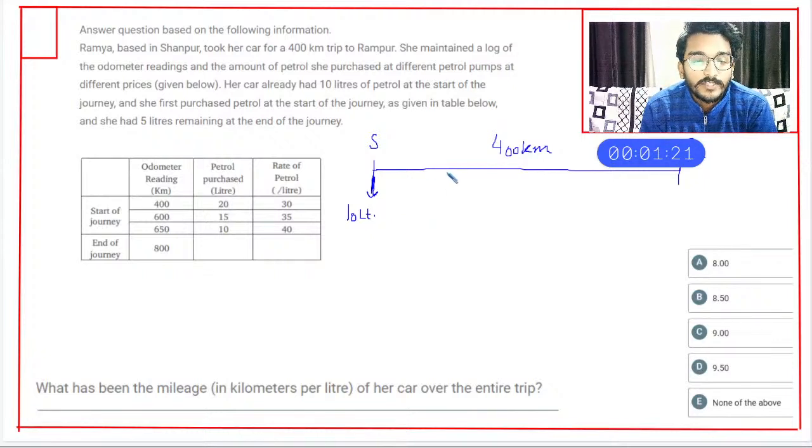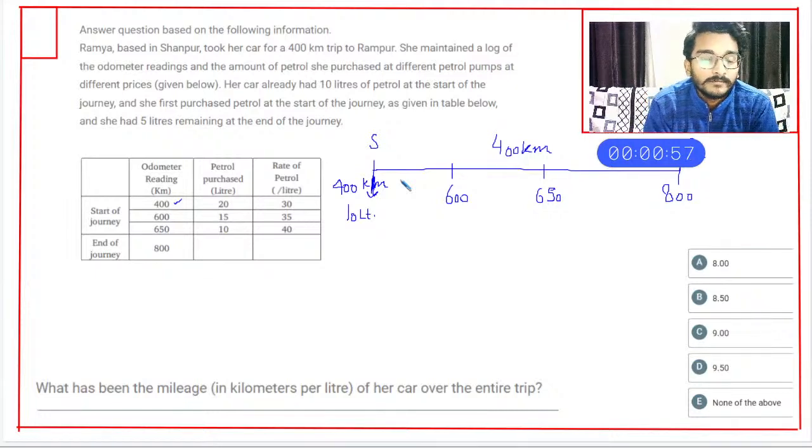Now, there are some checkpoints. The checkpoints are like this. There is a 400 kilometer, then 600, there is a 650, and 800. So there is a 400 at the start of the journey. Right? So these are the checkpoints.